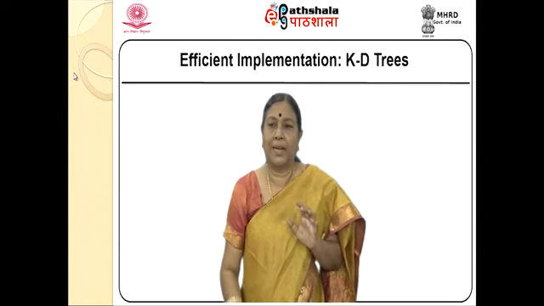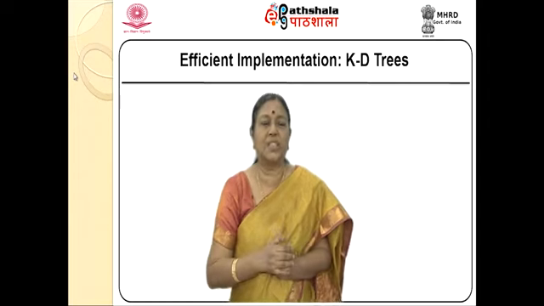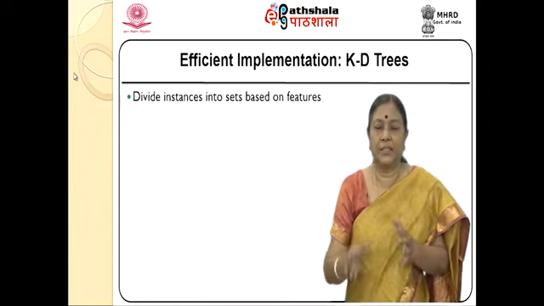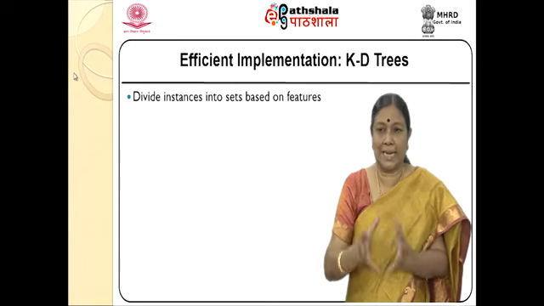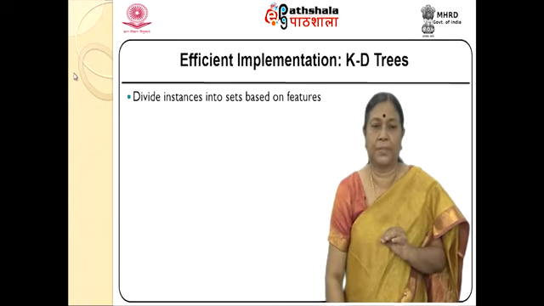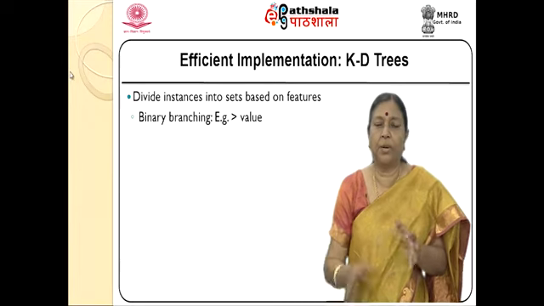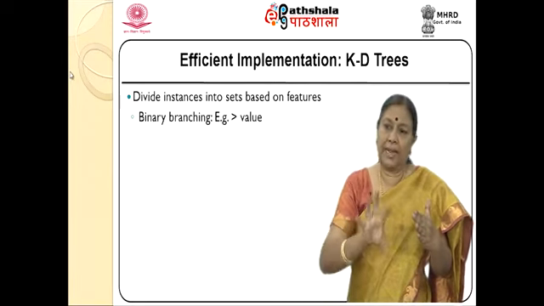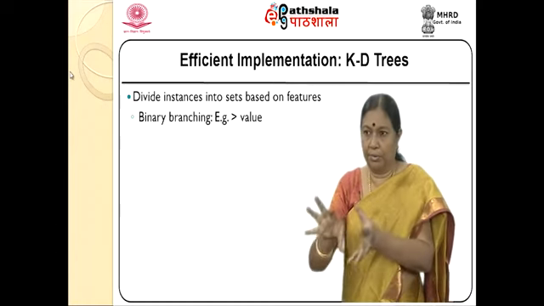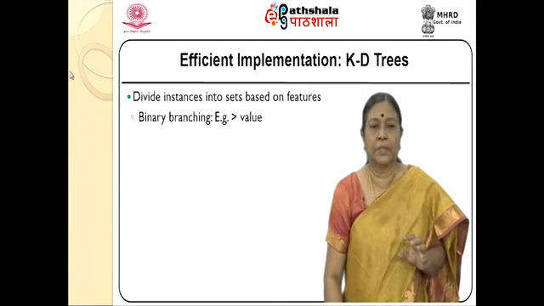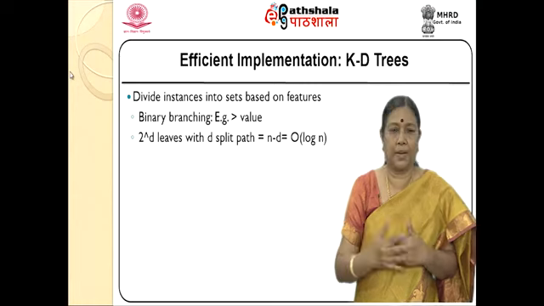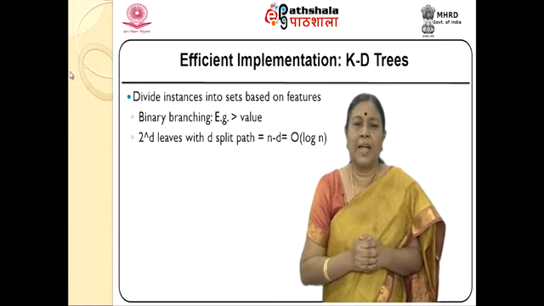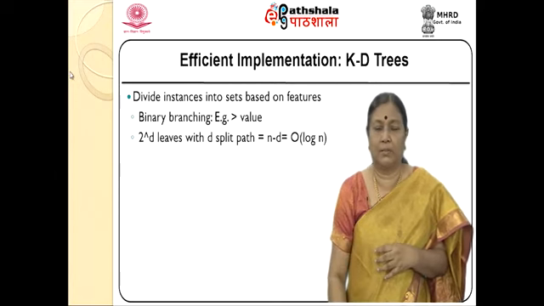Now, another efficient implementation for nearest neighbor is KD trees. What is this KD tree? You divide the instances into sets based on features, and then you do a binary branching. If the example is greater than the value, only then you do the distance calculation. So, there will be about 2 to the power of d leaves, with d splits depending on the number of attributes, and it will be of the order of log n.